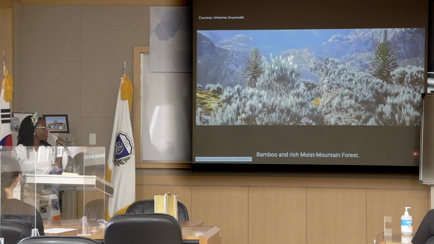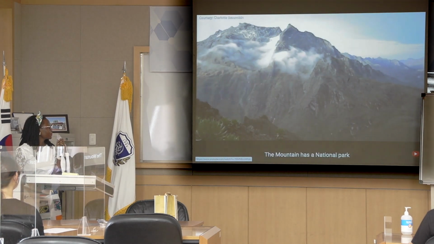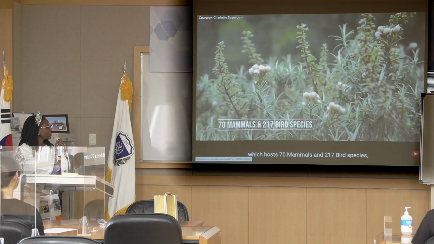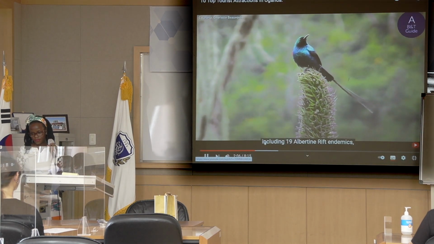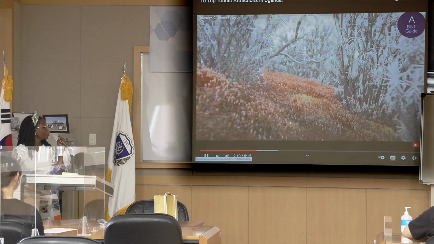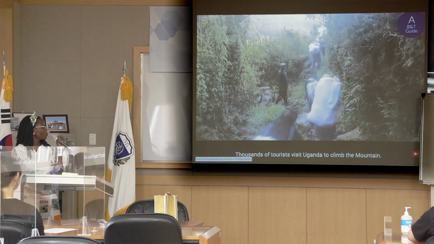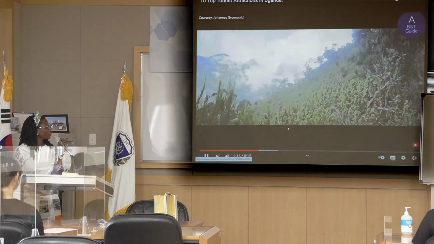So this is the only place in Uganda where you can see snow, otherwise you never see it. The mountain has a national park, which hosts 70 mammals and 217 bird species, including 19 Albertine Rift endemics, as well as some of the world's rare species. So people go here to hike and also bird watch. Visit Uganda to climb the mountain.